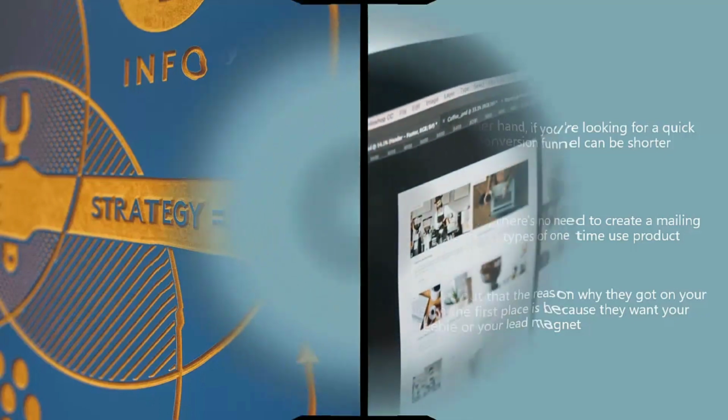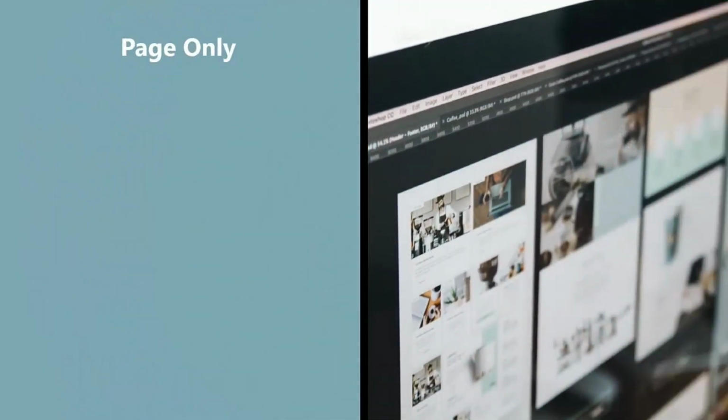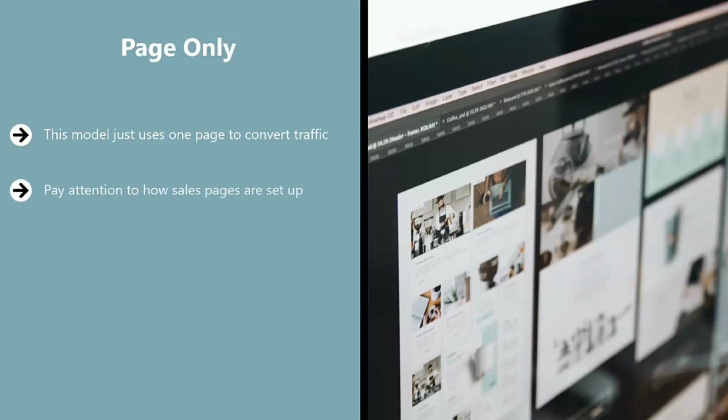At the very least, there are three. Page only. This model just uses one page to convert traffic. It doesn't matter whether the traffic is free, organic, or paid. This conversion strategy just uses one page to convert the visitor. Pay attention to how sales pages are set up. They're quite clever. They would start with an attention-grabbing header, and then they would try to pull the reader down the page. They would use all sorts of tricks to build credibility and stoke demand for their product that is being pushed. They would use testimonials. They would use fancy graphs.